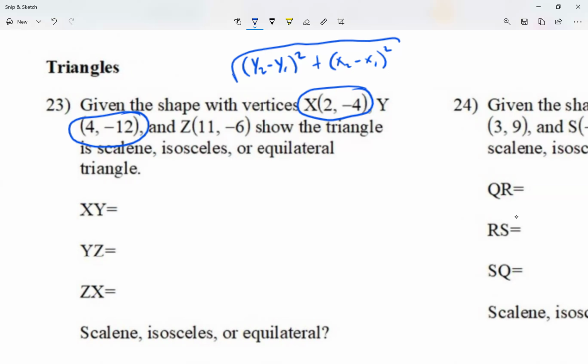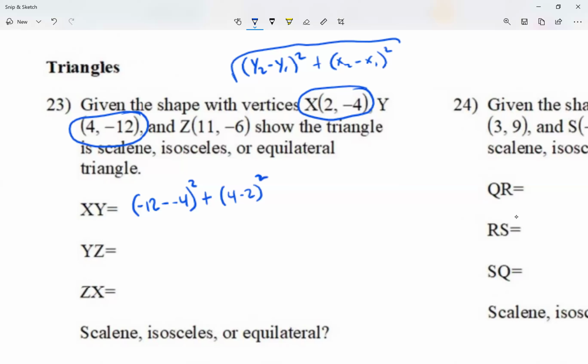So here, my first parentheses, subtract the y's, right? So negative 12, the second y minus the first y. So negative 12 minus a negative 4, which is squared, plus second parentheses, I'm subtracting the x's, right? 4 minus 2, all squared.